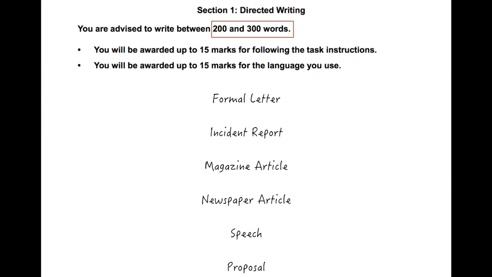So, Section 1 is called Directed Writing, and inside the red box, it informs you that you are advised to write between 200 and 300 words. Now, there's a little bit of information underneath that which explains how the paper will be graded, but I'm not going to go into that now because I have other videos on the channel which explain that in a little bit more detail. So if you want to find out in detail how your directed writing task will be graded, please go and look for those videos.